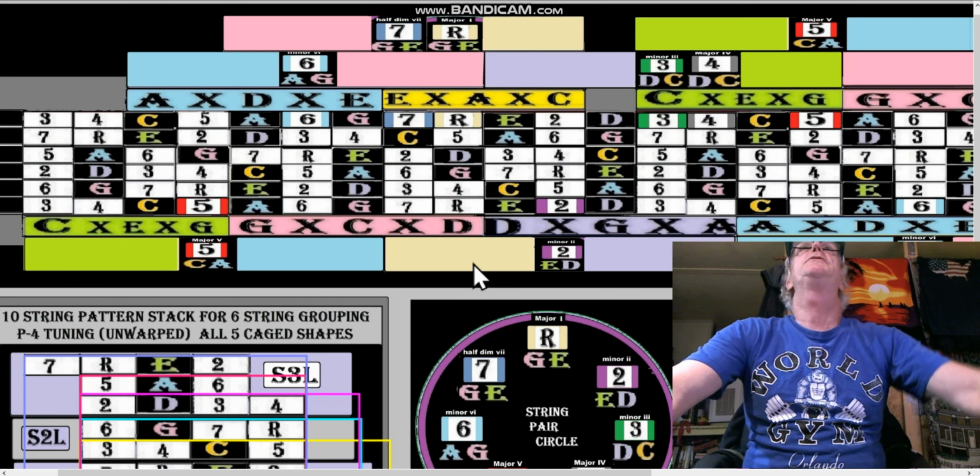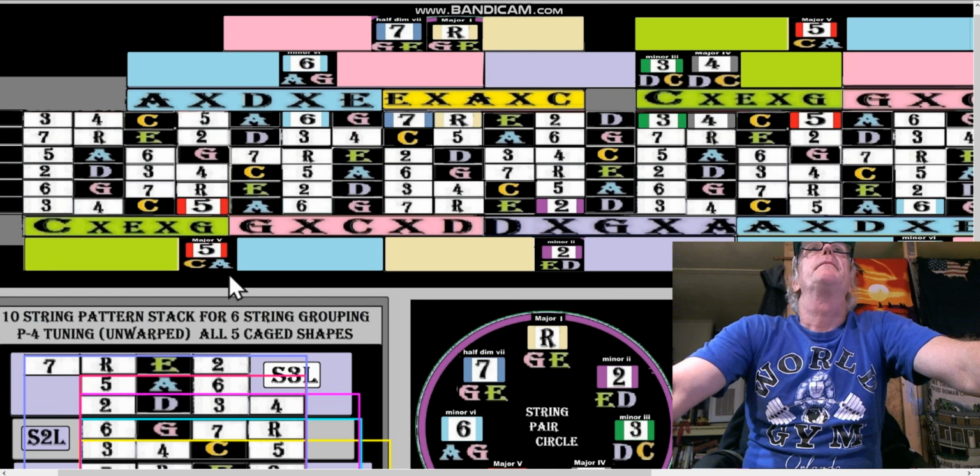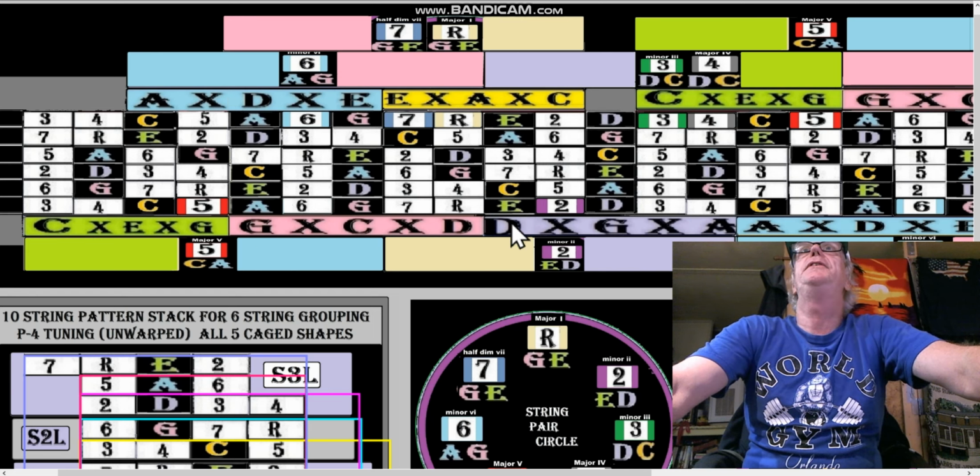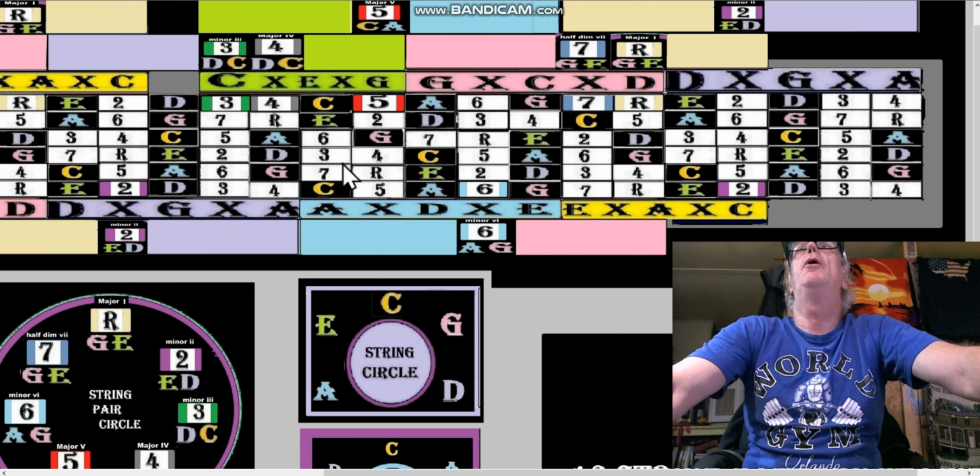All right, now these banners here, these are where the connectivity notes are between CAGED. So we have C to the A shape, and notice I had to put this is CAGED: C, A, G, E, D. And then I have them both going from D to C again, A, G, E, D.